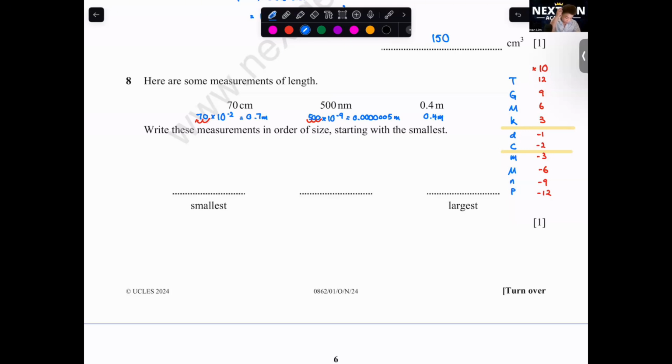So which one is the smallest one? 500 nanometers. The second one will be 0.4 meters. And the largest one will be 0.7 meters.